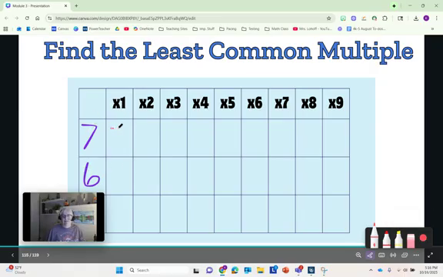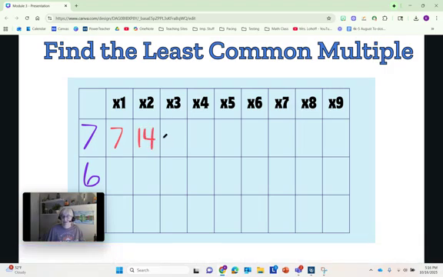7 times 1 is 7. 7 times 2 is 14. Remember, you can copy directly from your multiplication chart. 7 times 3 is 21. 7 times 4 is 28. 7 times 5, 35. 7 times 6 is 42. Okay, well, 6 times 7 will be 42. They have that in common, and there's not going to be any number before that. Let me put them in so that you can see.